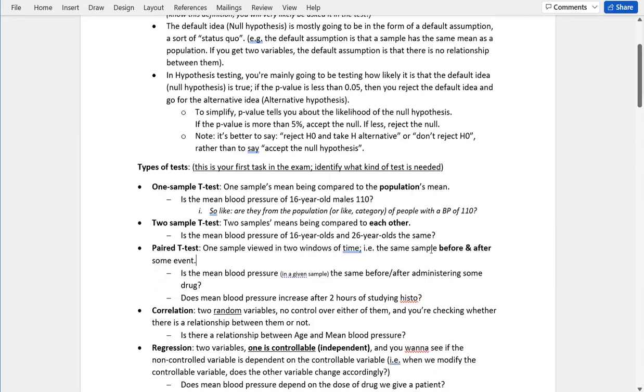So once you see the concept of before and after, it's very likely going to be a paired t-test, because it's a single sample and you're viewing it through two windows in time, before some event and then after some event.